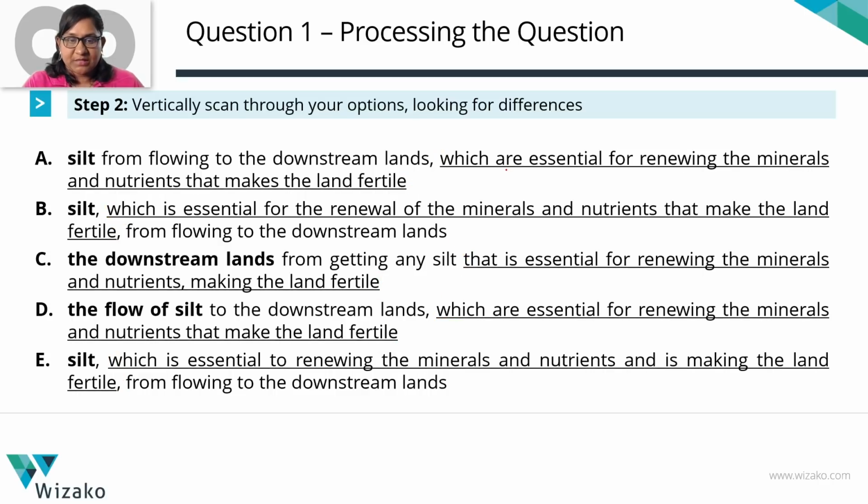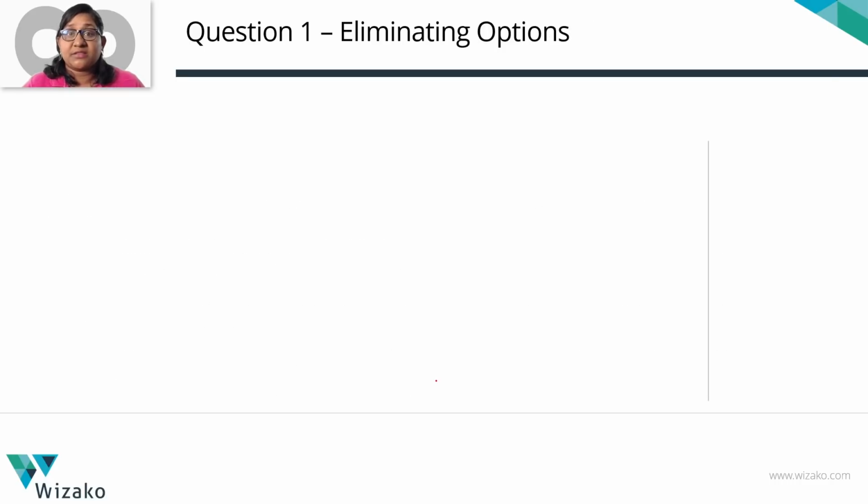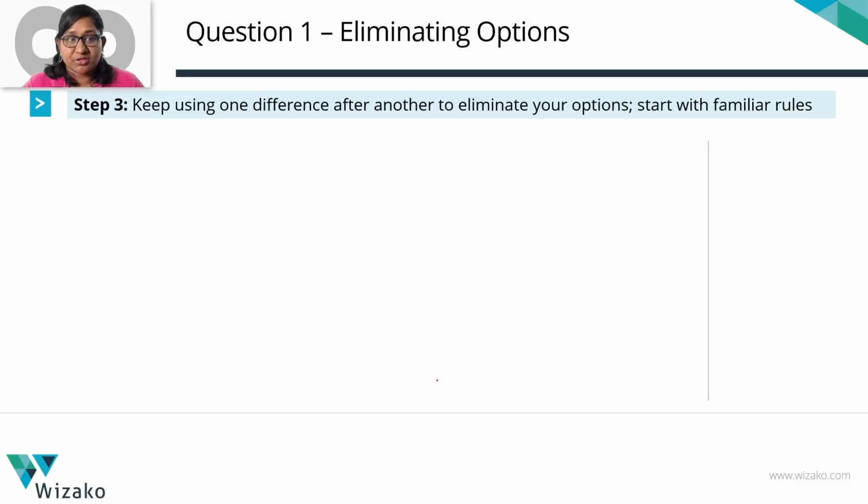Anything else? Some of them are saying which are essential, some of them are saying which is essential. So that's another difference, singular, plural, are and is. There are other differences, but even if you're identifying multiple differences at the beginning, once you have 2-3 differences in place, go to the process of shortlisting answer options. And that is our third and final step in answering this question. We're going to do the process of elimination.